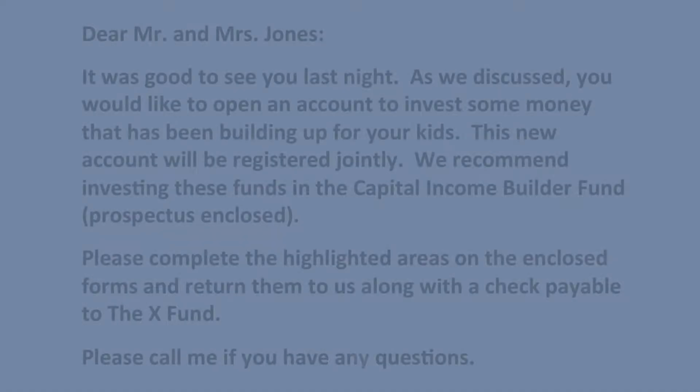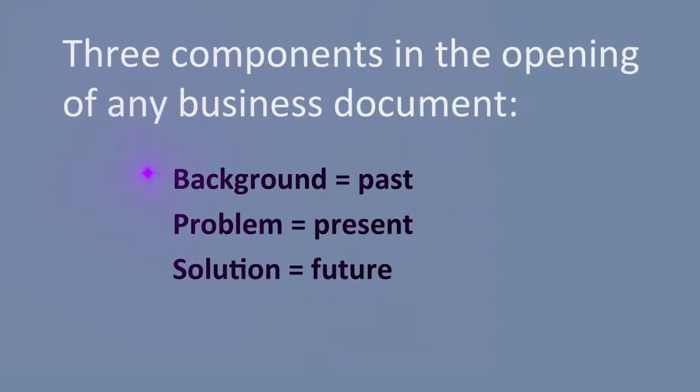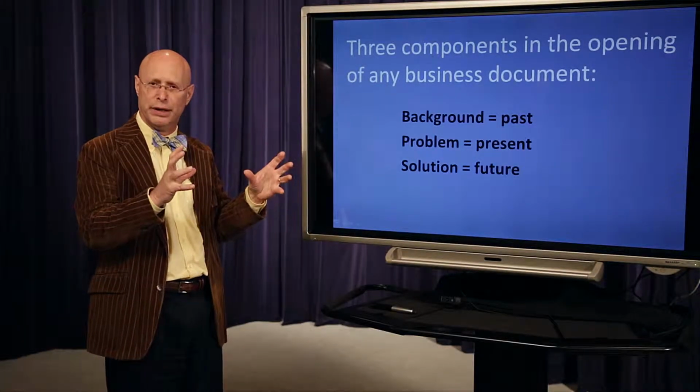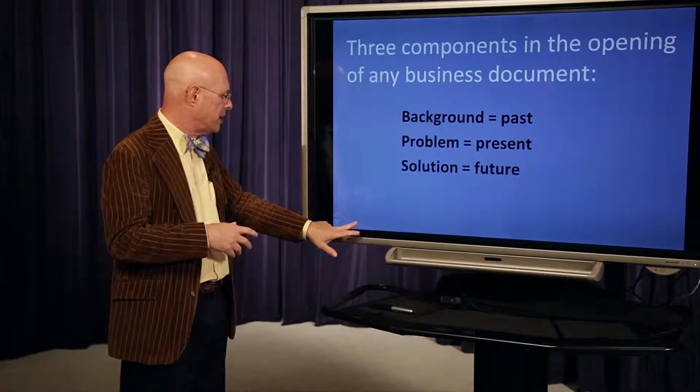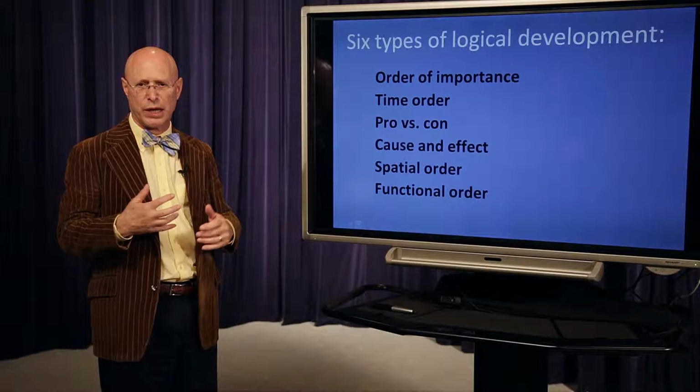Okay, and so then the last sentence of his first paragraph is the solution to the problem that grew out of the background. He recommends that they invest their funds in the Capital Income Builder Fund. So this first paragraph is a really excellent example of this. It is the background, the problem, and the solution stated concisely with very few details at all. And that's how you open a business document. Okay, then you get into the body of your business document, as we call it.